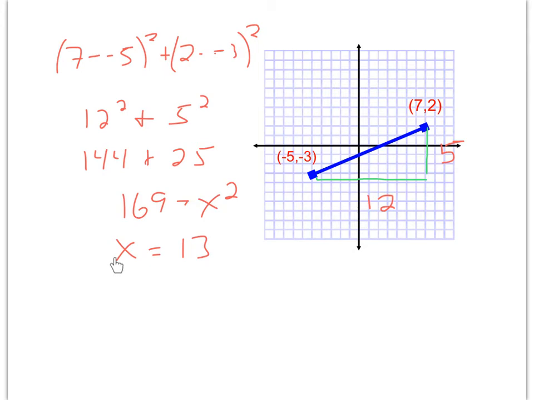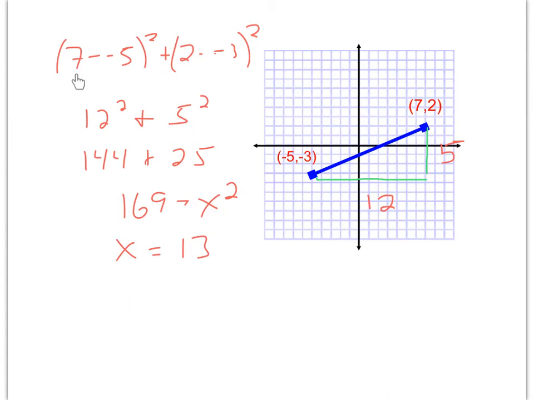Okay, you should have found that the distance was 13, so this distance right here is 13. What I did is I drew a right triangle. I counted the x spaces, which was 12. I counted the y spaces, which was 5. So now I know it's going to be 12 squared plus 5 squared is equal to x squared.